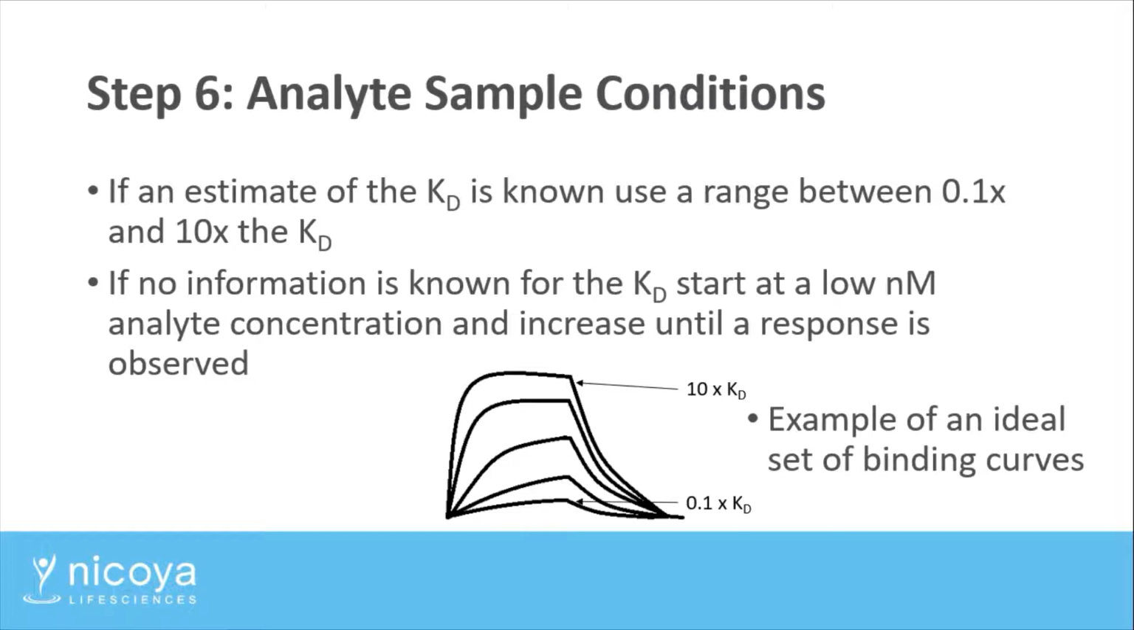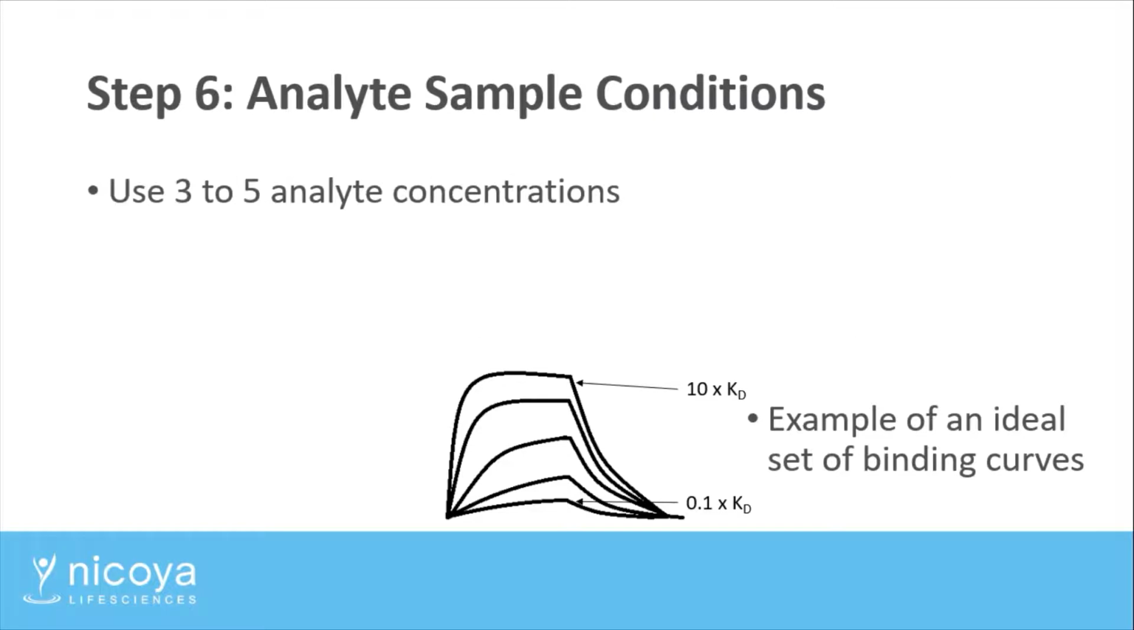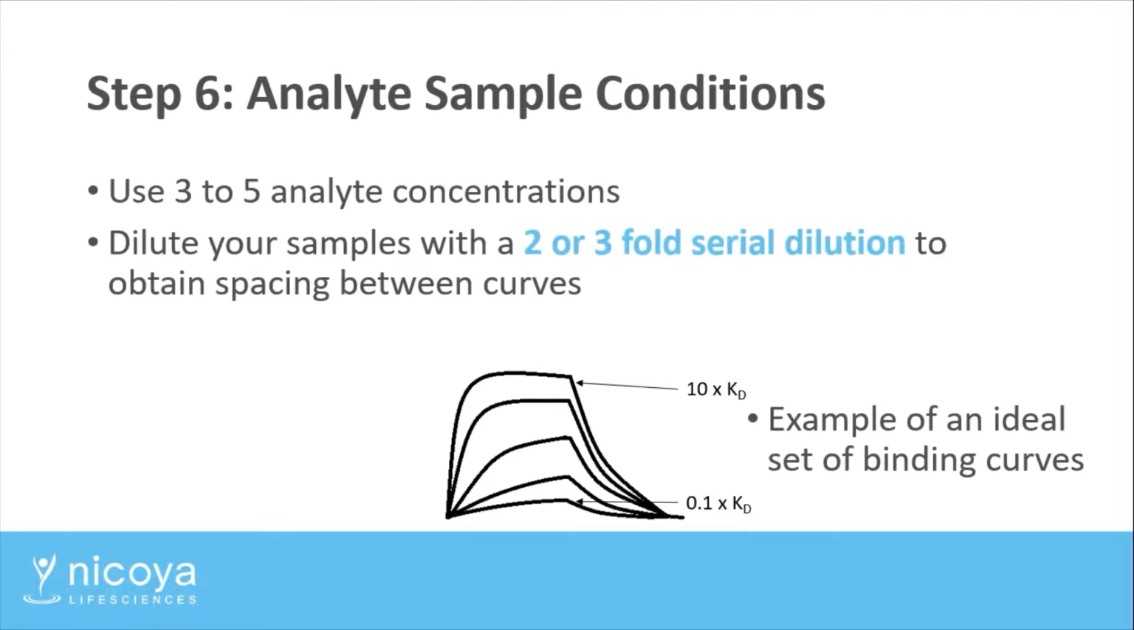Now, if an estimate of the KD is known, you're going to want to use a range of analyte concentrations between 0.1 times and 10 times the KD value. If no information is known for the KD, it's recommended to start at a low nanomolar analyte concentration and increase this until a response is detected in the instrument. You'll also want to be using between 3 to 5 analyte concentrations for your analyte injections. And you're going to want to dilute your samples using either a 2- or 3-fold serial dilution so that you can obtain ideal spacing between your different binding curves.